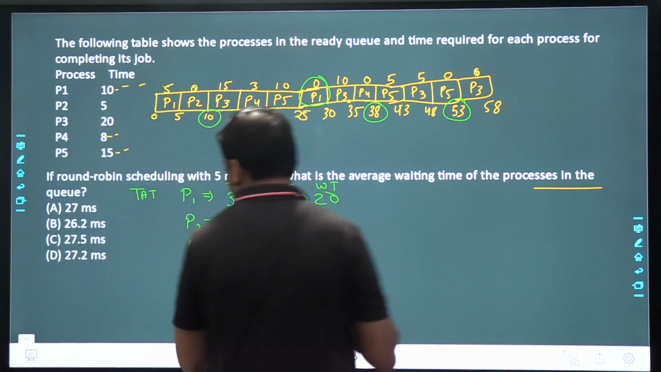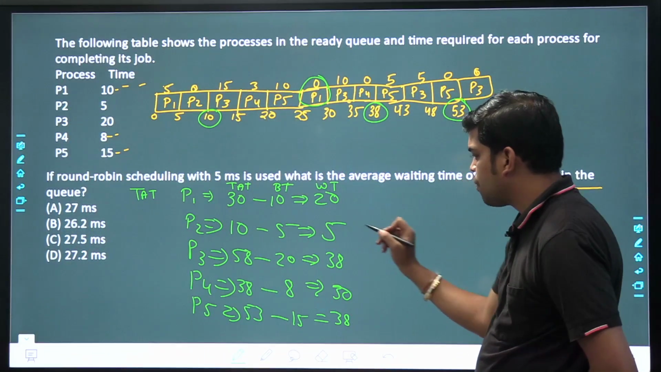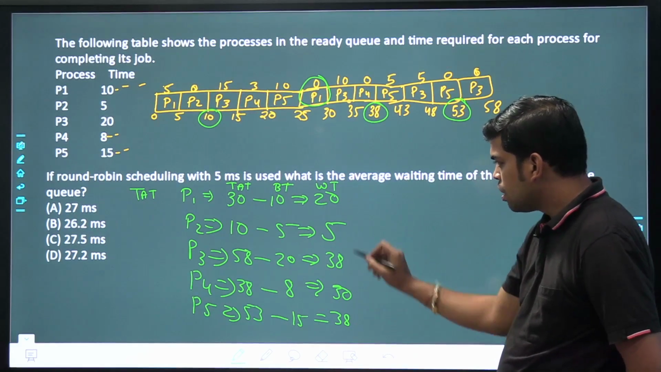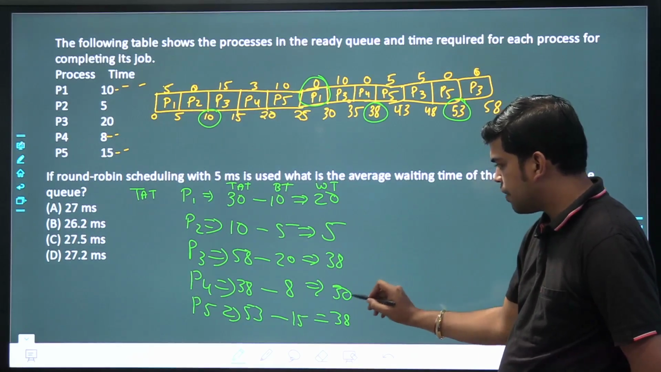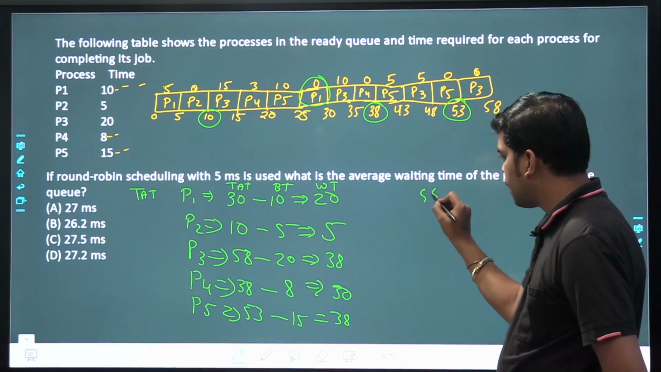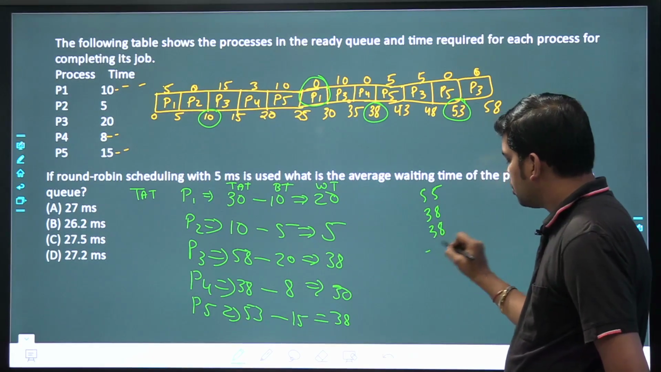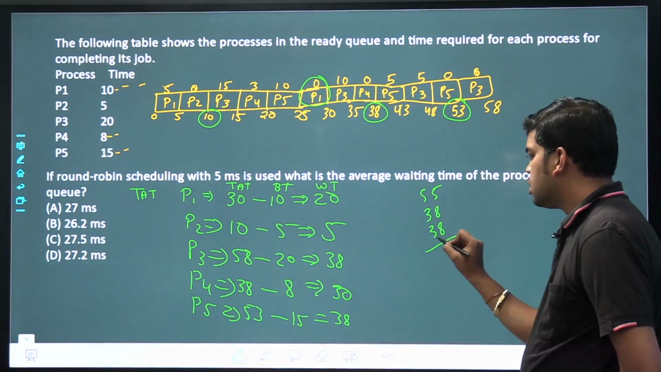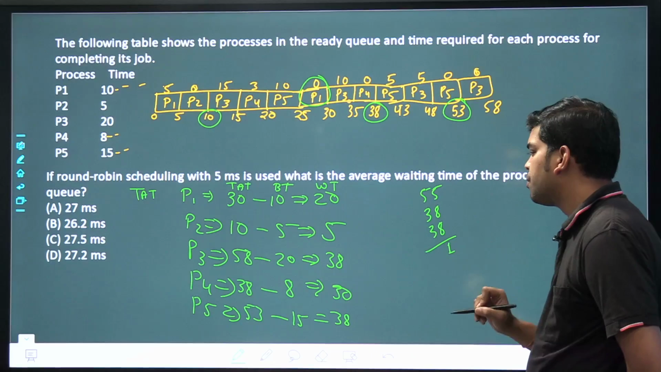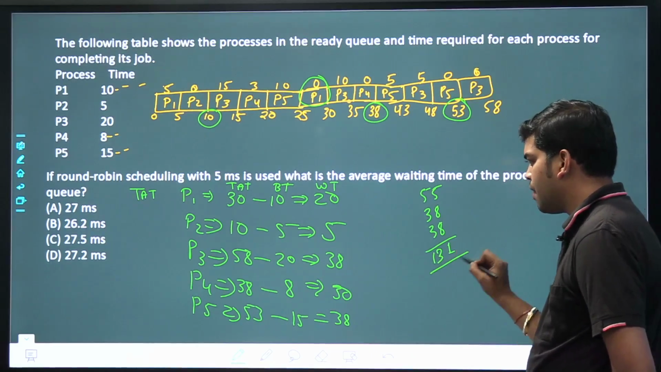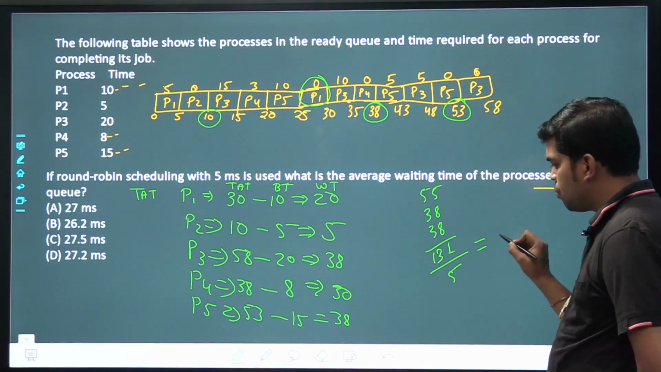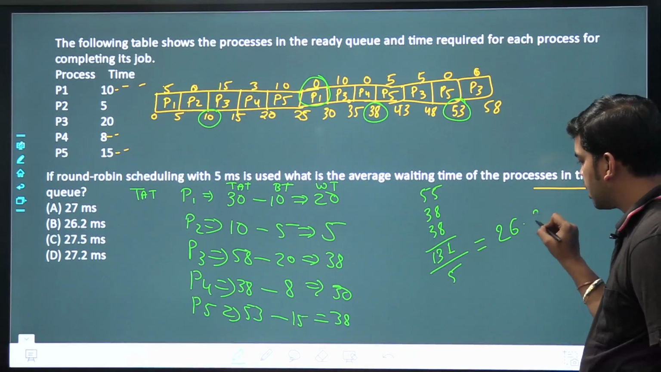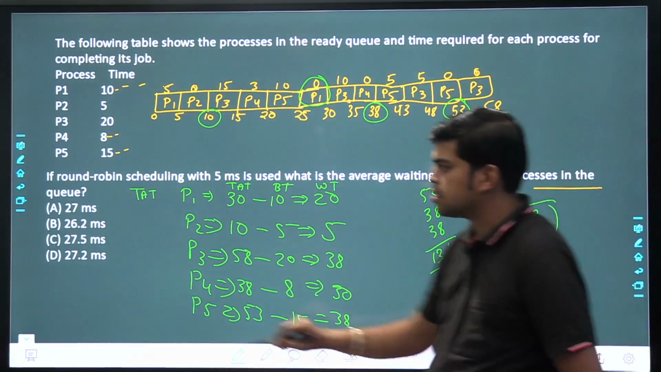Now just add all of these and divide by 5. 20 plus 5 is 25, plus 38 is 63, plus 30 is 93, plus 38 is 131. 131 divided by 5 is 26.2. So 26.2 is the right answer, and B is correct.